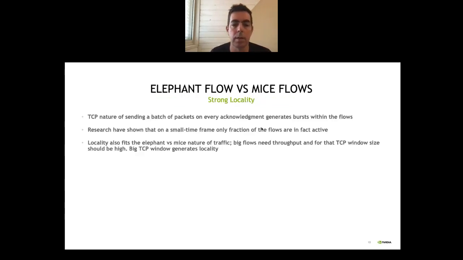Now I'm going to talk about locality. Looking at the big flows, you need throughput to pass a lot of bytes. When looking at TCP, you have the window size. You must have a big window size. This means that when a client sends an ACK to the server, saying, I got all the sequence until here, the server is going to send a burst of new data.